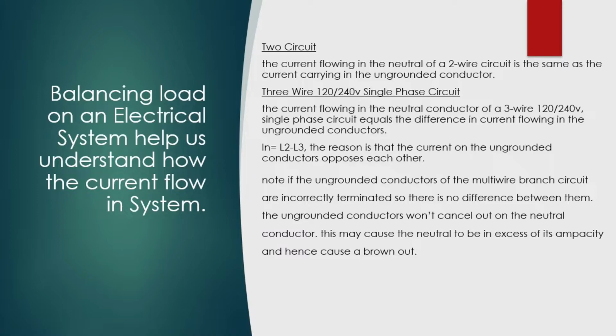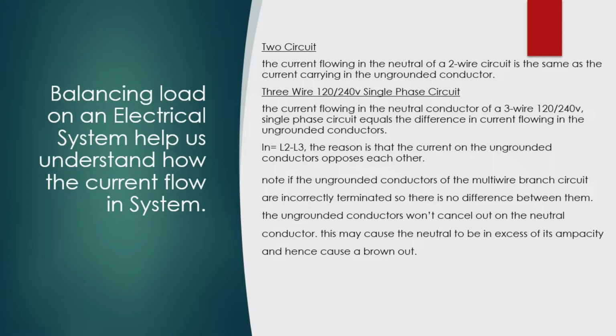For the two-wire circuit, it is quite unique. Most often we consider this the branch circuit, and this is fed from one side of an electrical panel. There are cases where you have a two-wire circuit feeding into households. When there's a two-wire situation, the current flowing in the neutral of a two-wire circuit is the same as the current flowing in the ungrounded conductor. So what flows out from the ungrounded conductor is returned back onto your neutral.